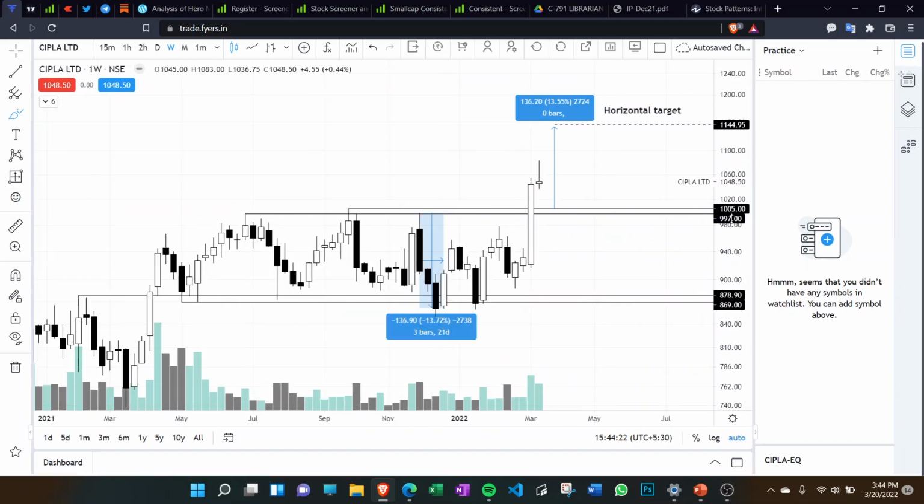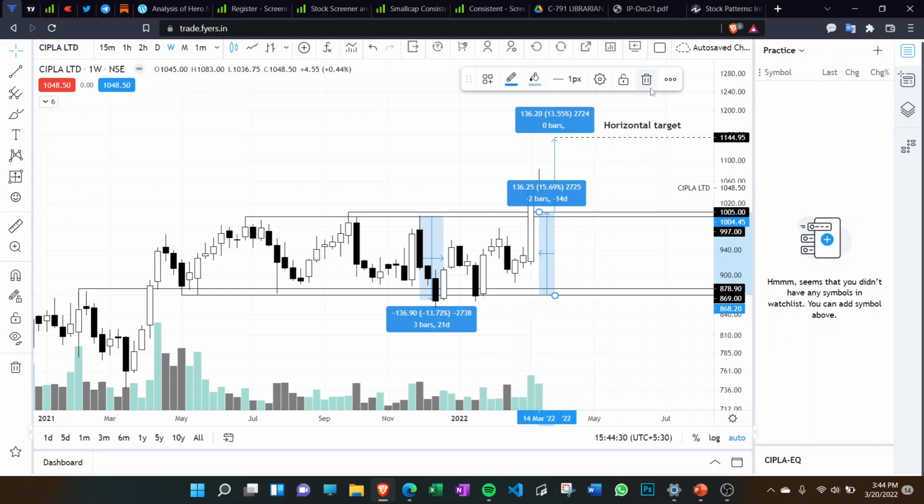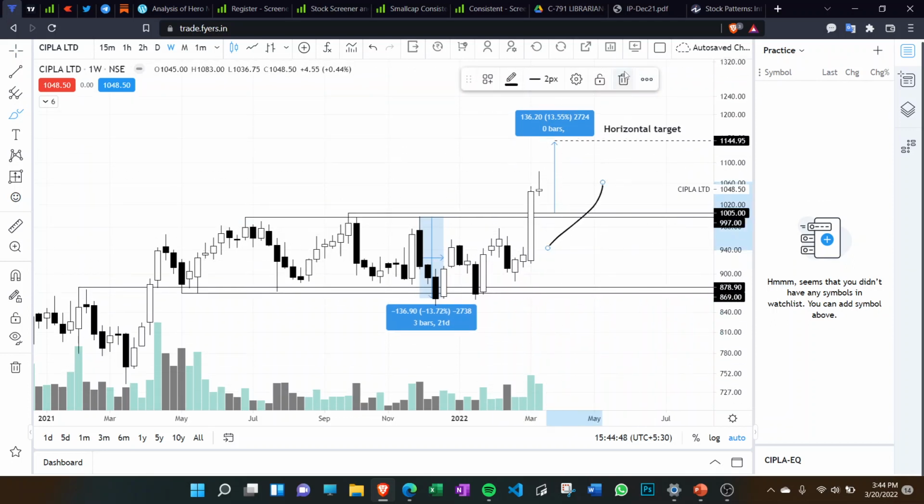And how to calculate the target? The calculation of target is really simple. You just have to calculate the vertical length of the pattern, and that is basically your target level from the resistance level or the support level. If the stock breaks down, then your pattern target comes on the downside, and if it breaks on the upper side, then your target comes on the upper side. As you can see here, the total range of this rectangle is around 136, and that is your target price from the resistance level, that is from 1005.